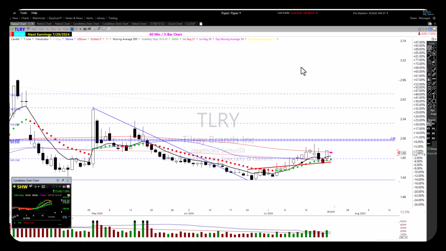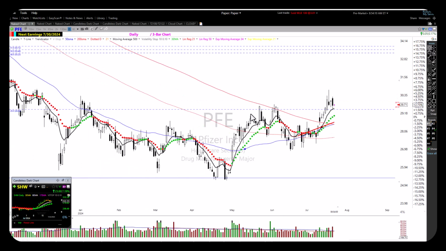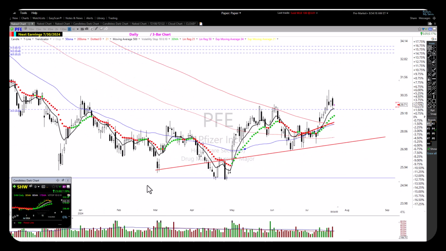Did I cover all those? I did. All right, let's take a look at PFE. We'll keep it medical here. Whoops, not that, this over here. So here's PFE, and this has also created an inverted head and shoulders here, shoulder, head, shoulder, a nice double bottom, and it just took right off.